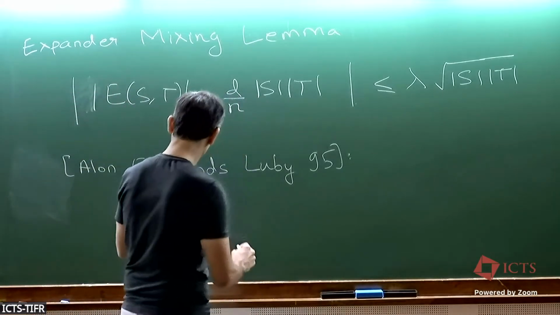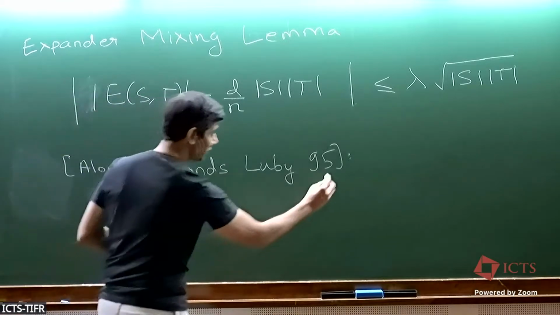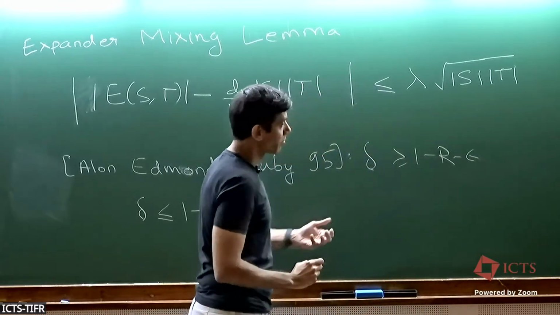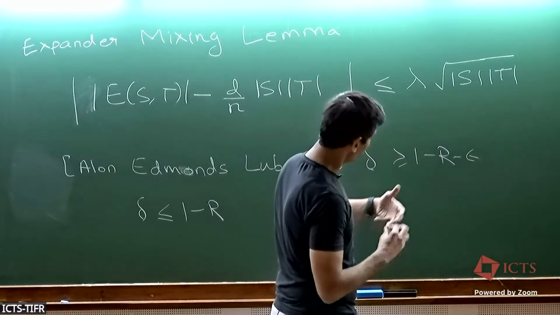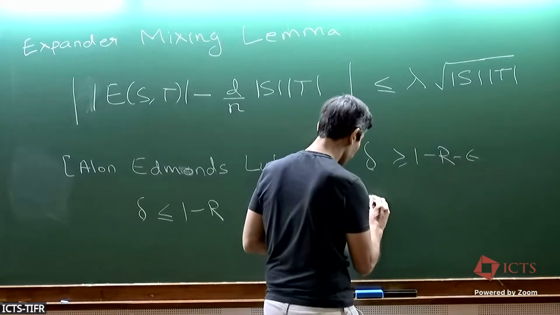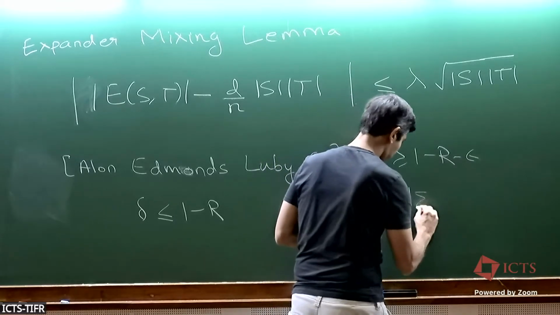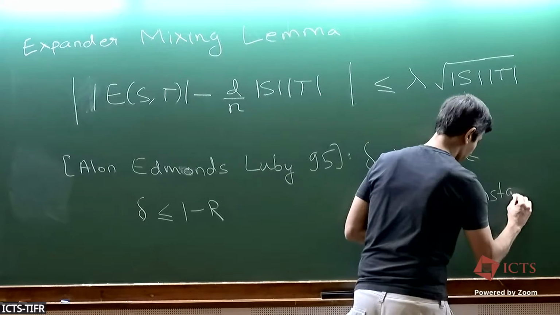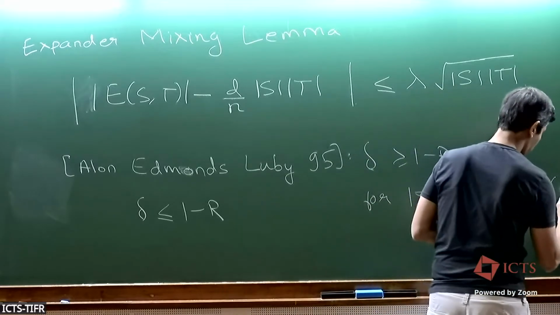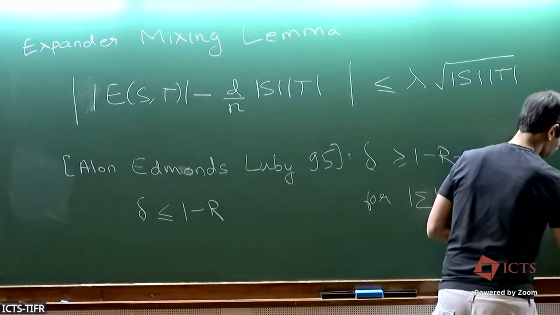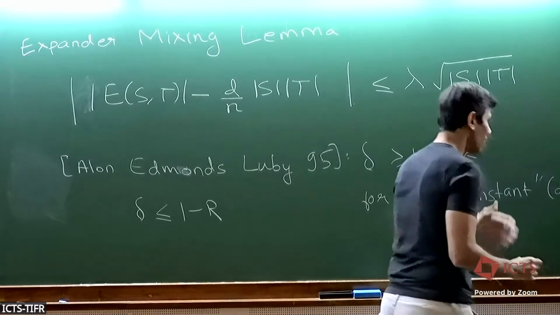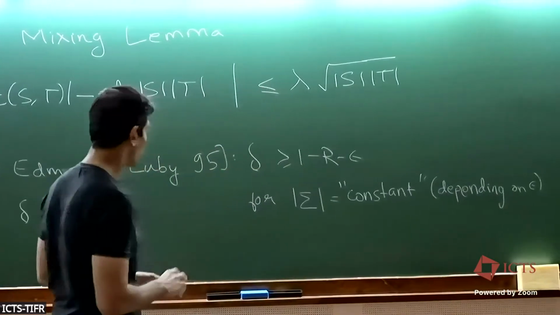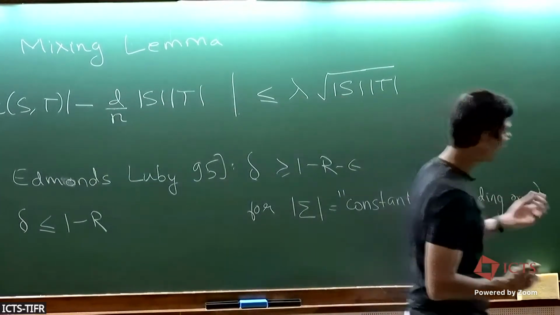This is what the Singleton bound says, and this construction gives 1 minus r minus epsilon for any epsilon, where we'll choose the graph appropriately. The alphabet size is a constant. It depends only on epsilon, but not on n. More than the parameter trade-offs, I just want to show how this gives you some kind of local to global phenomenon. So let's start.